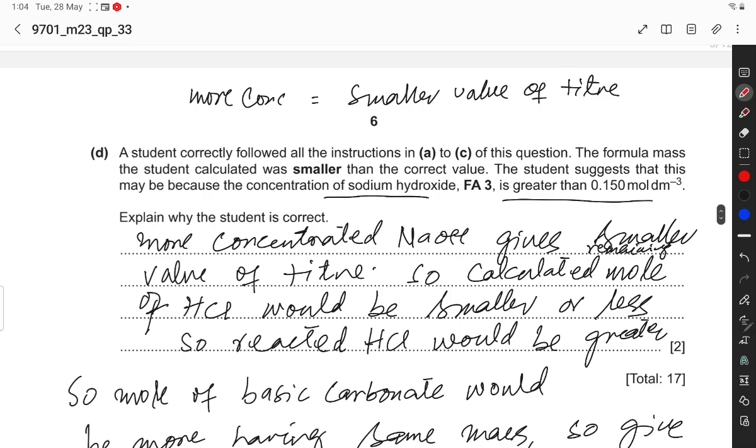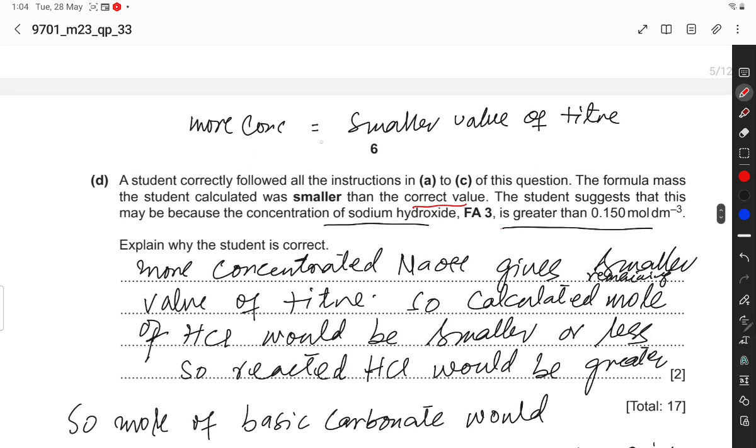Question number D: a student correctly followed all the instructions in A to C of this question. The formula mass the student calculated was smaller than the correct value. The student suggests that this may be because the concentration of sodium hydroxide Fa3 is greater than 0.150 mole per dm cube. We know that if we use more concentration, a smaller value of titer is used. Sodium hydroxide is used as titer, so if more concentrated, then a smaller value of titer is used.